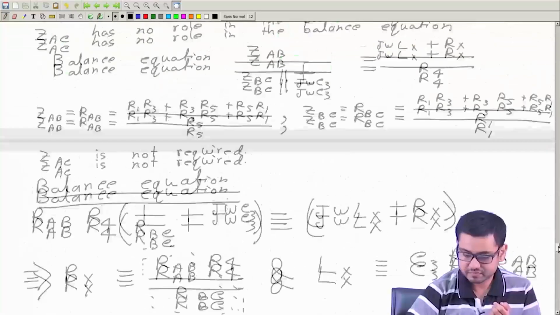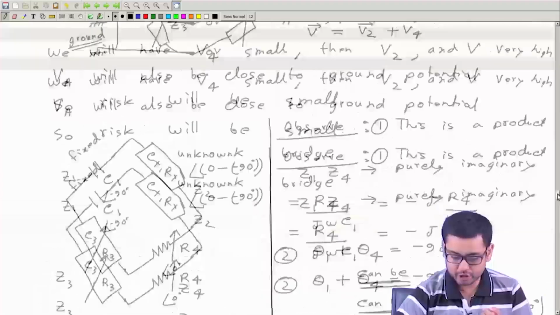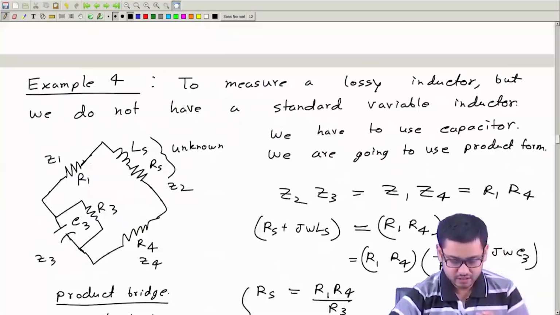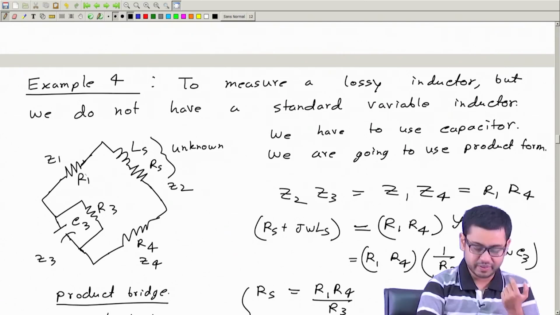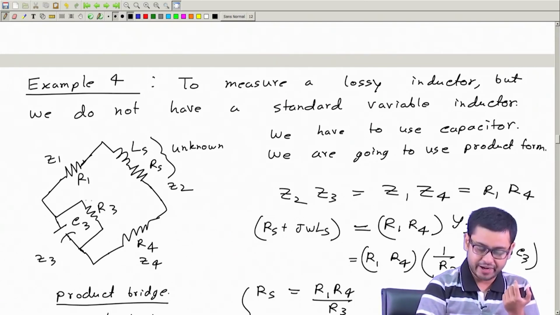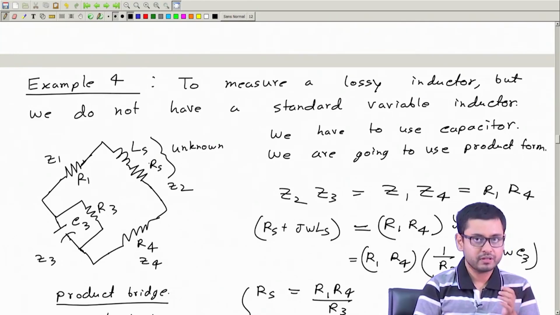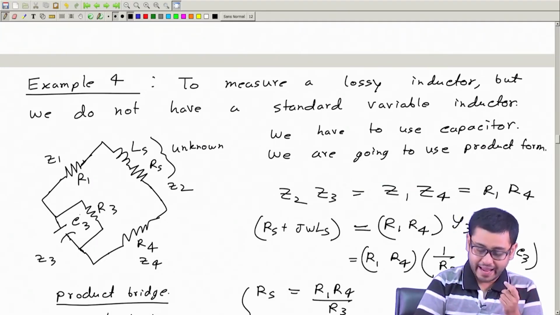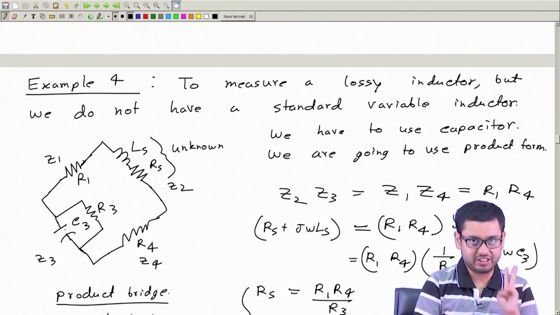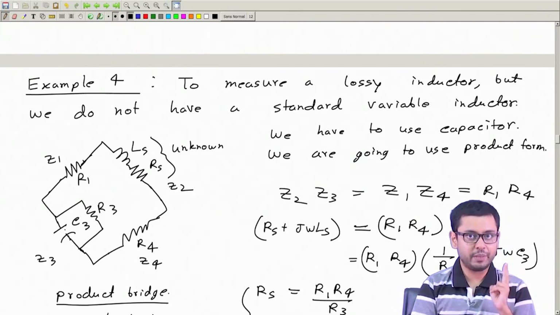For example, let us talk about Maxwell's bridge. Here we have two unknowns, L and R, and we at least need two elements to be variable, R3 and C3, at least two. We can keep the others fixed. It is possible in theory to keep one fixed and vary only the other to get the balance. Although sometimes it may be convenient to adjust another also, at least two variables are to be adjusted. Minimum two variables.